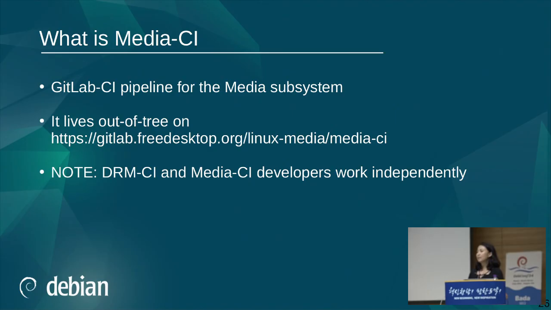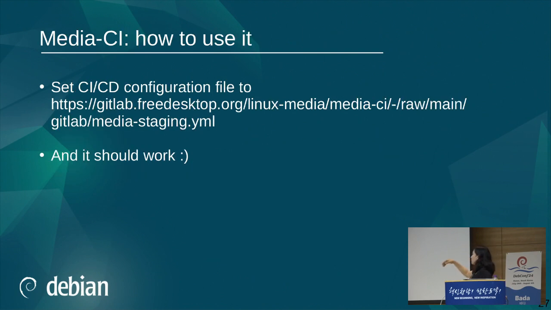And the problem here is that DRM-CI folks and Media-CI folks kind of work independently. They don't share much knowledge. So they are doing their own code. There's no overlap. So how to use it? You can set the configuration to point to this URL, and it should work. So you push your code, and you should have your kernel being tested on Media-CI.